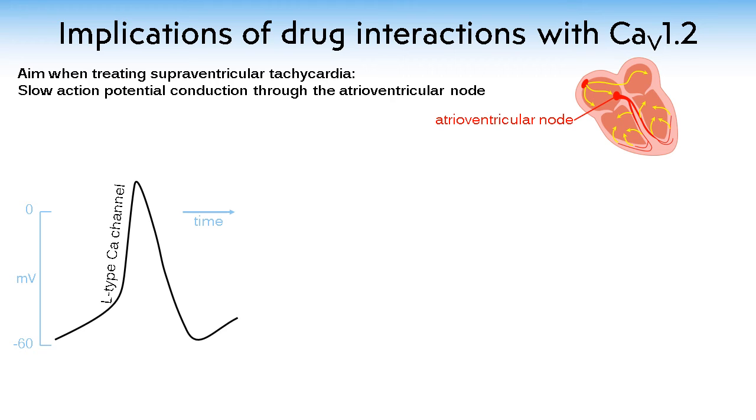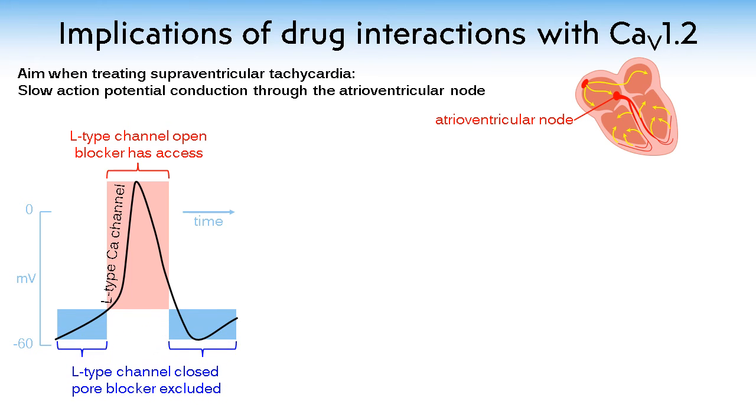Verapamil can only access its binding site inside the channel pore when the channel is open. That occurs only during the active phase of the action potential. In between action potentials, the channels are closed. There is therefore only a brief period when verapamil can enter the channel pore and block the channel. It results in slowing of the upstroke and a reduction in amplitude, with the size of the effect increasing with drug concentration.